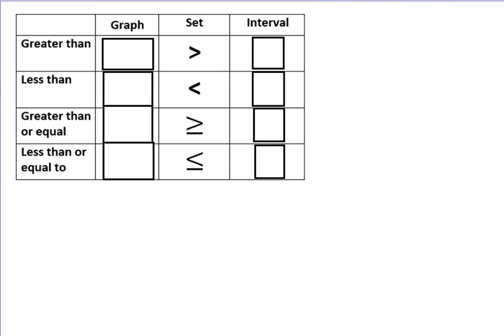So I came up with this really cool little graph here, and the anchor chart's on my wall somewhere too, that if we're looking at greater than, we have open dots, and if we're looking at greater than or equal to, we have closed dots.